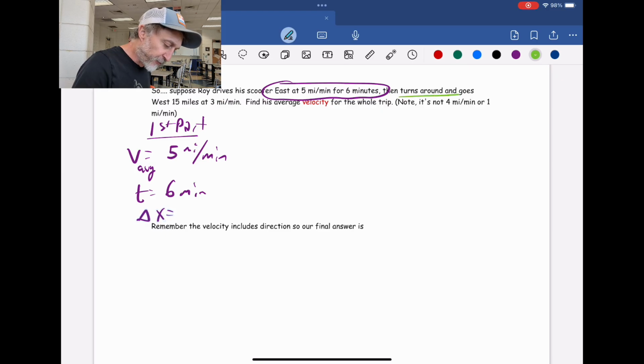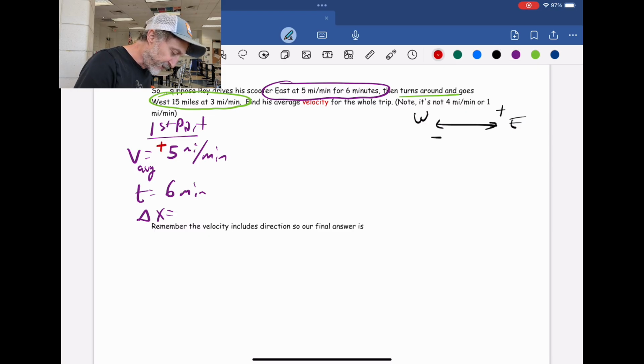Then there's another part to the trip. It says then he turns around and he goes west at 3 miles per minute for 15 miles. Ooh, I didn't take into account the direction. So let's think about this. The trip is east and west, right? East is this way, west is that way. I'm going to make east positive, west negative. So that means that this velocity here is positive 5 miles per minute because he was going east, right?